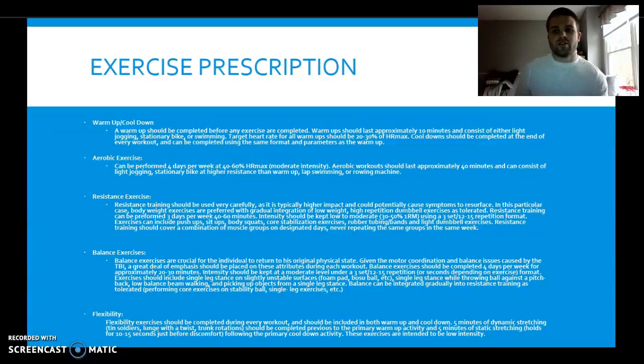So resistance training, you definitely want to keep an eye on that, and it can be done 40 to 60 minutes, 3 days a week. So a little less frequent than aerobic exercises. Balance exercises are really important, and I listed a couple of examples. You want to stay on the moderate side of intensity and do it as it's comfortable to the individual.